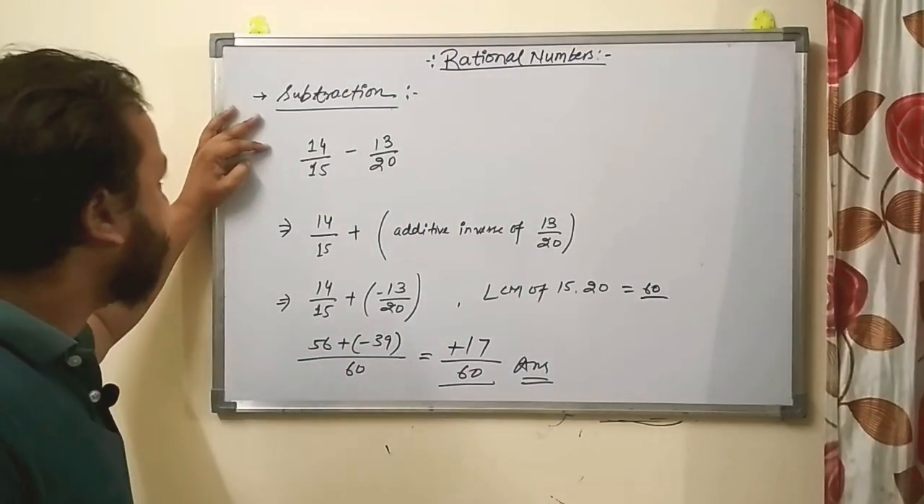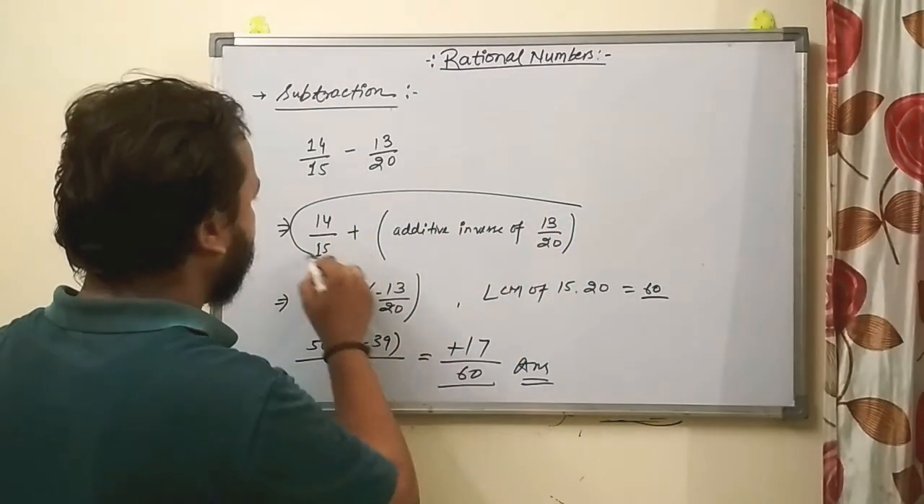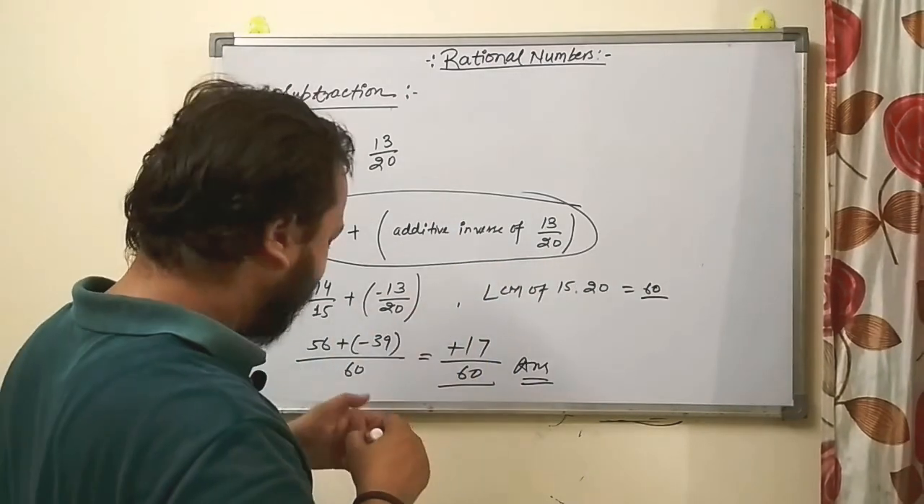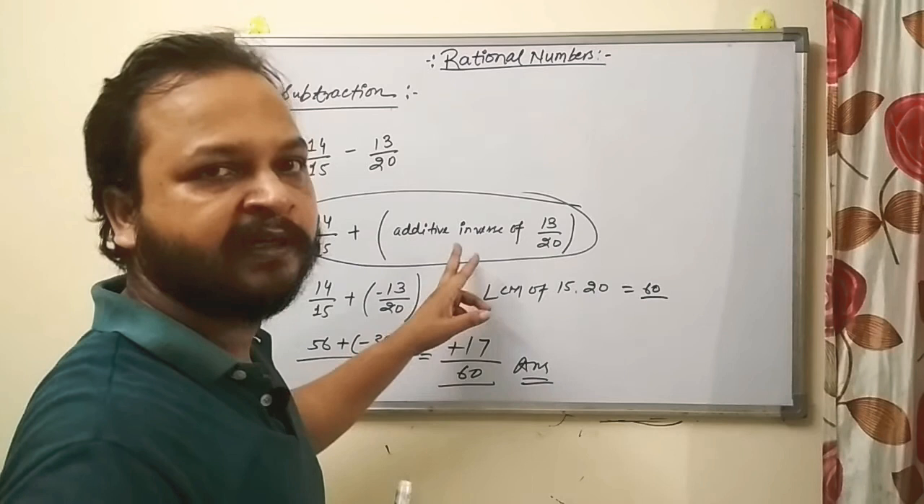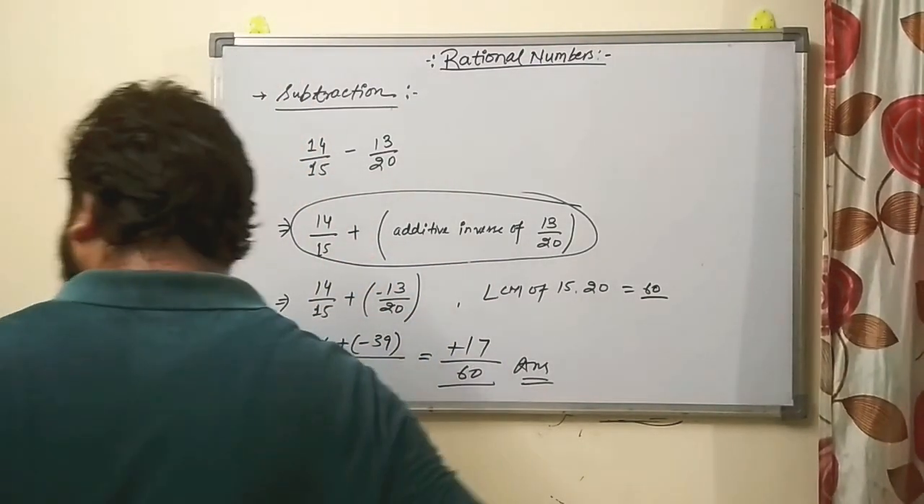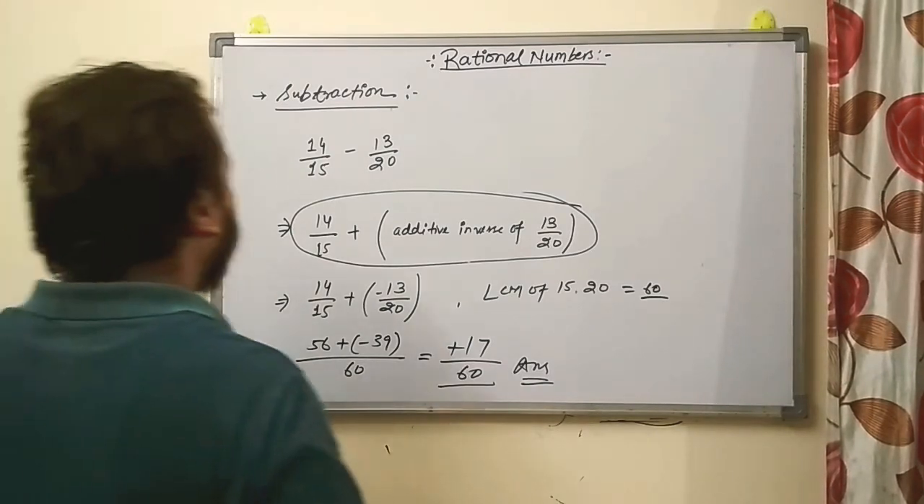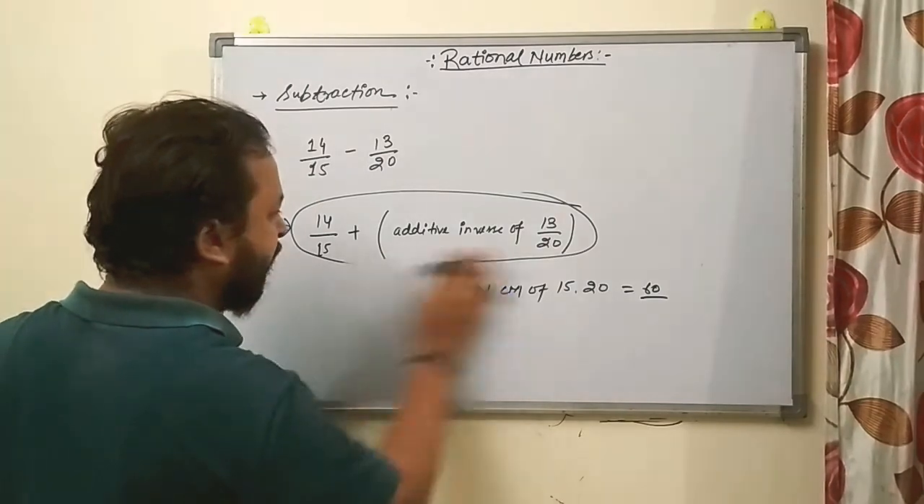So in the subtraction part, you have to only focus on this part while writing the positive statement and mentioning the additive inverse, right? The rest of the part is the same as the addition part, right? So now come to the third part, that is multiplication.